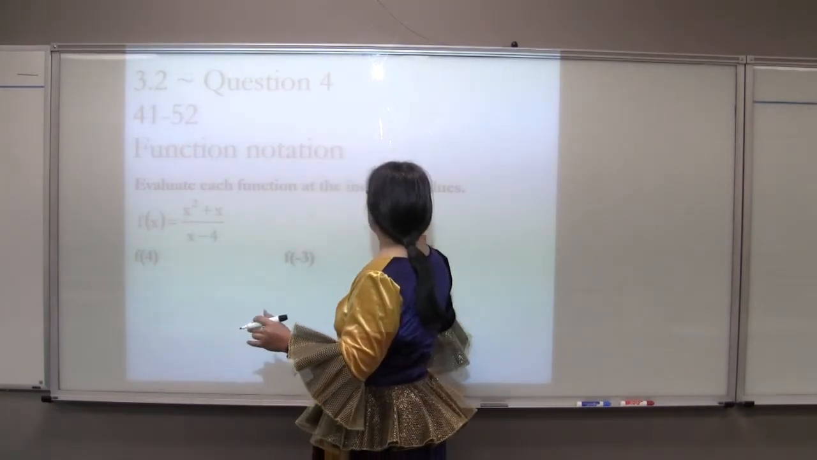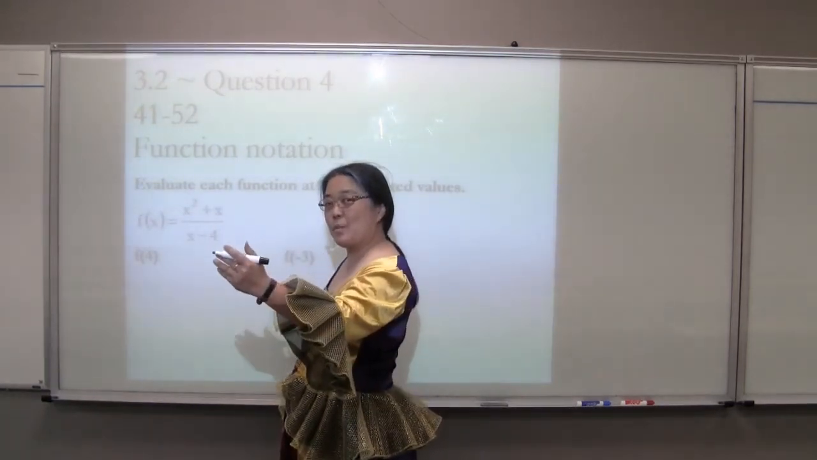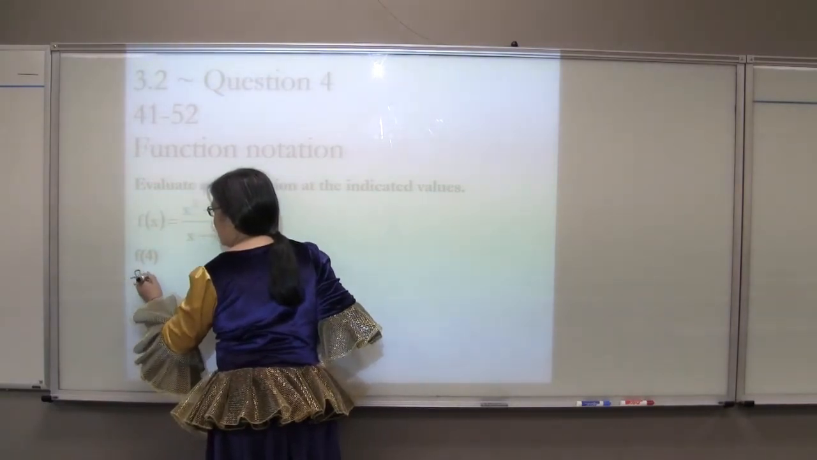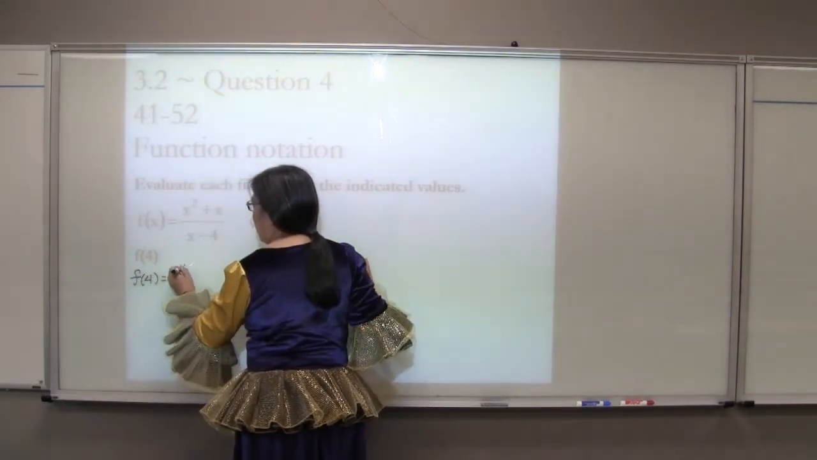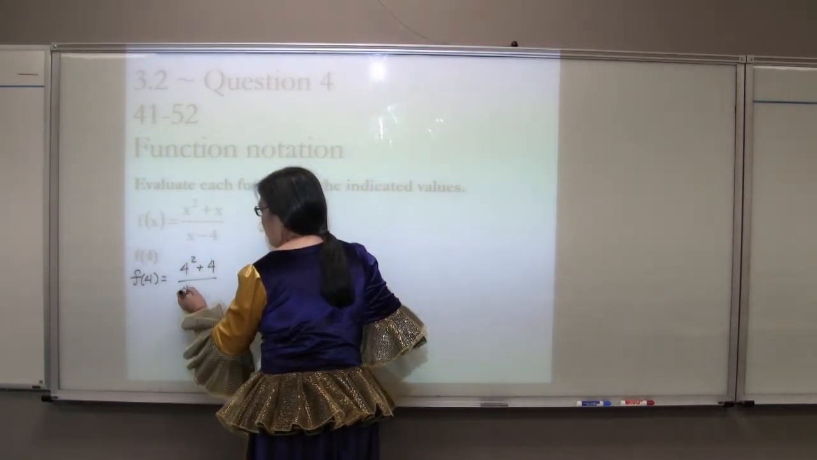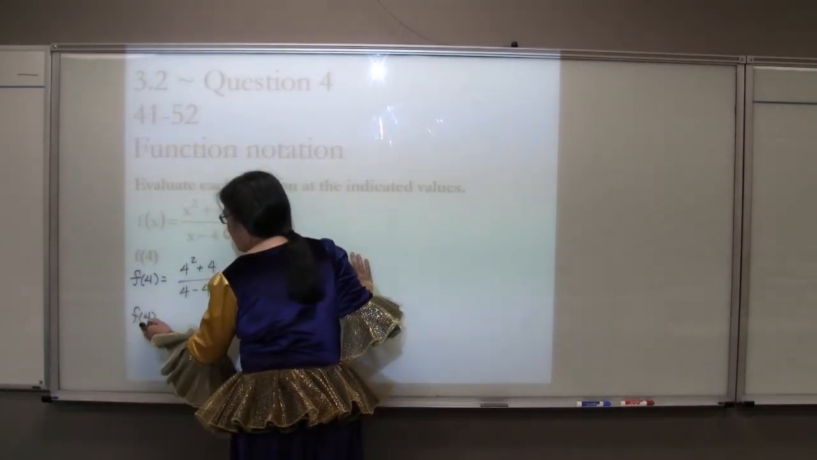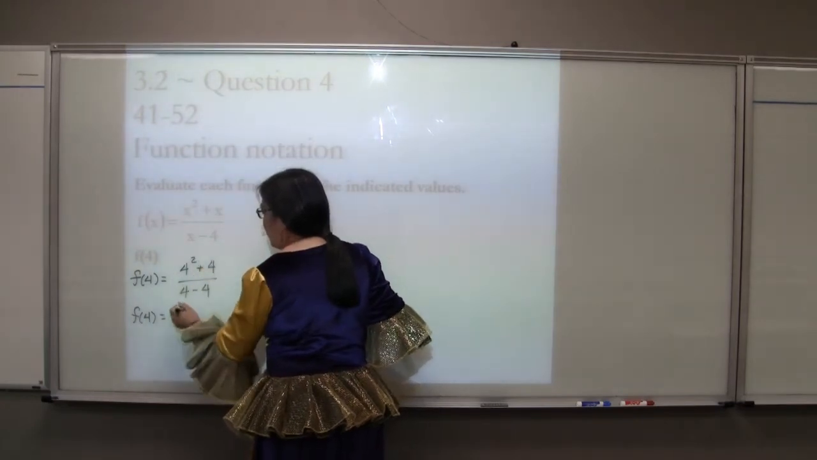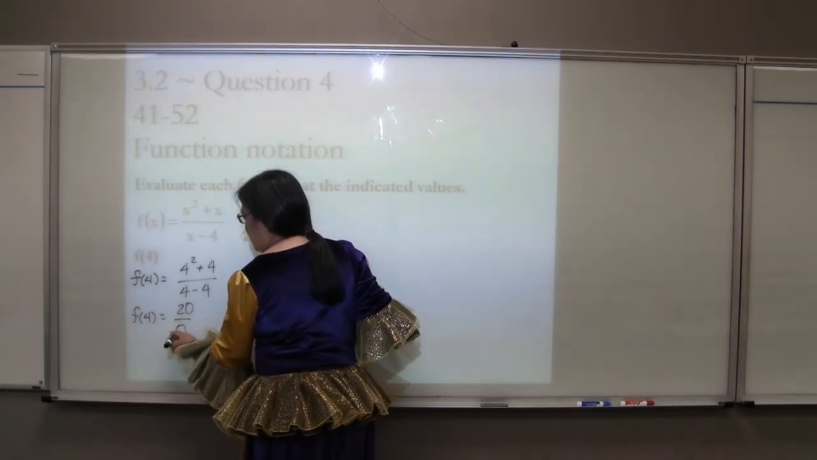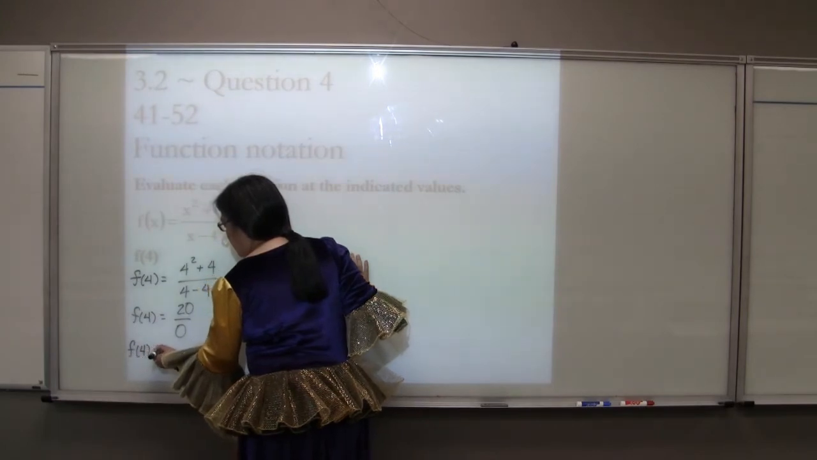Evaluate each function at the indicated value. We are going to use plug, work, answer. We've been doing that since chapter 1. It is still here. So, the question on the left-hand side is f of 4 equals, plug it in, 4 squared plus 4 over 4 minus 4. Order of operations, you're going to do all the tops, you're going to do all the bottoms. You're going to get 16 plus 4 is 20, divided by 4 minus 4 is 0. Hey, a 0 in the denominator, that's bad, so therefore f of 4 equals undefined.